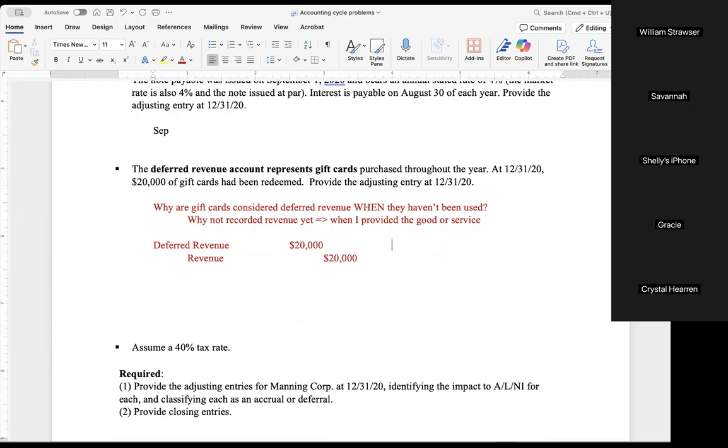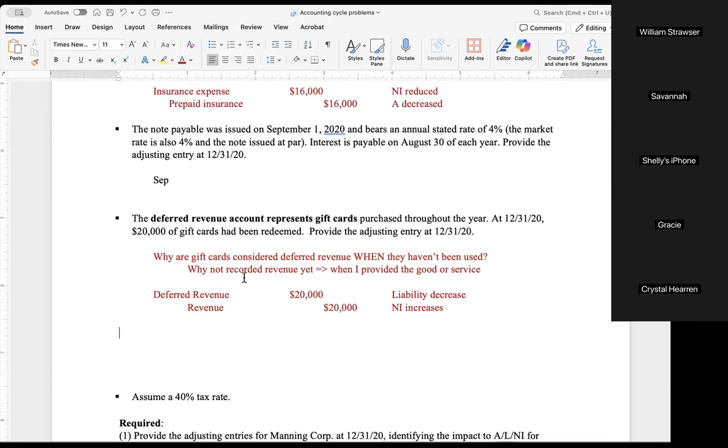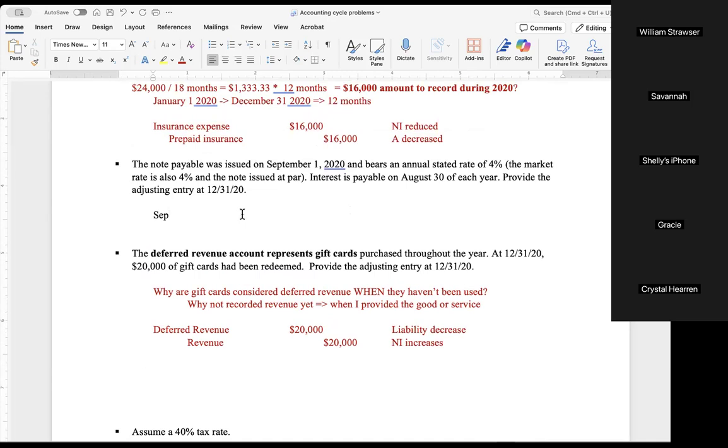So, deferred revenue. What type of account is deferred revenue? A credit liability account. And since we're debiting it, what does it do? Decrease. And revenue, check. Net income, up or down? Increase. Yep, good. Cool, that's all. You have to really look at that.